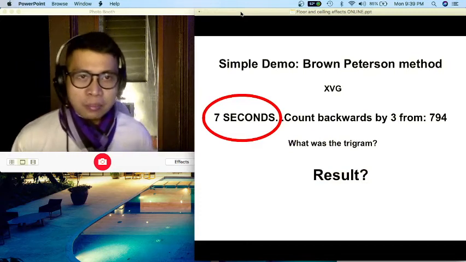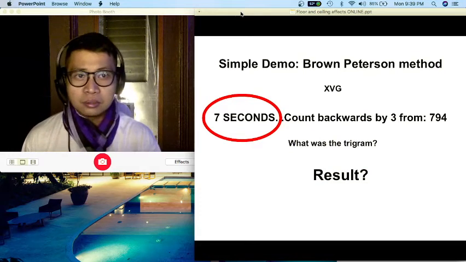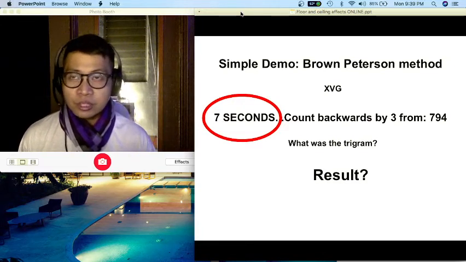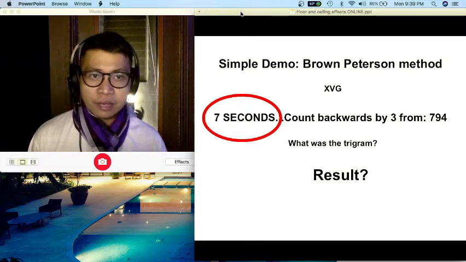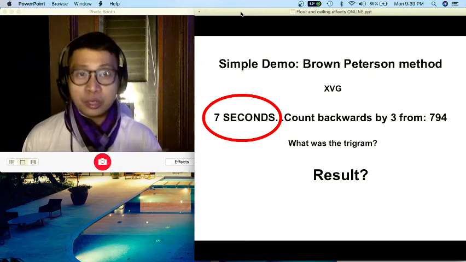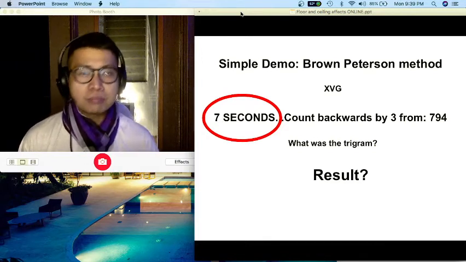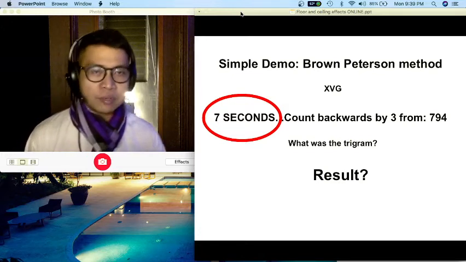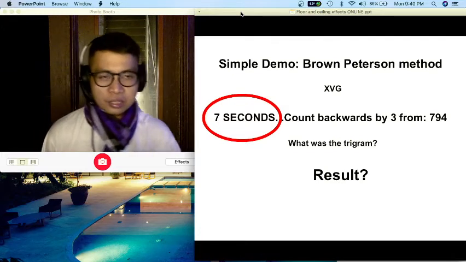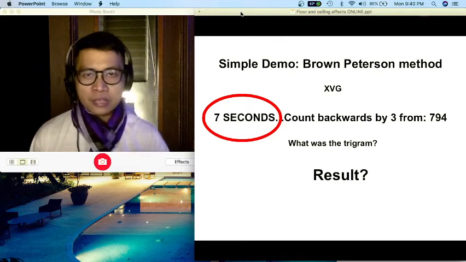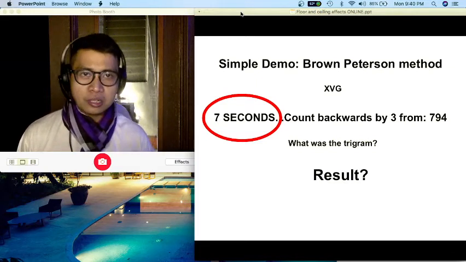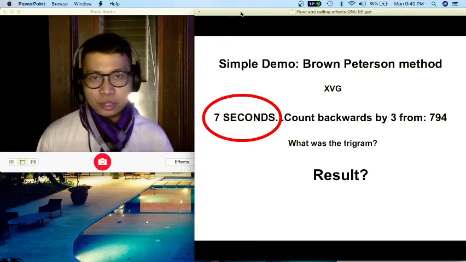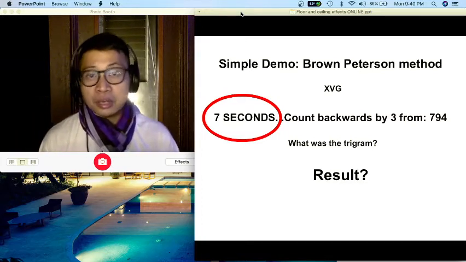So in the original Brown-Peterson, 3 seconds lang yan. Count backwards ka lang ng minus 3. 794, 791, 788, 785, 3 seconds, you stop, and then you recall the trigram. In this case, mas matagal, 7 seconds. So 794, 791, 788, 785, hindi ka titigil hanggat hindi lumulipas ang 7 seconds. So definitely, that is a little bit harder than the Brown-Peterson na 3 seconds lang ang nire-require.